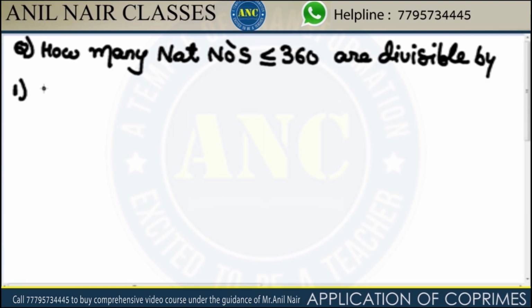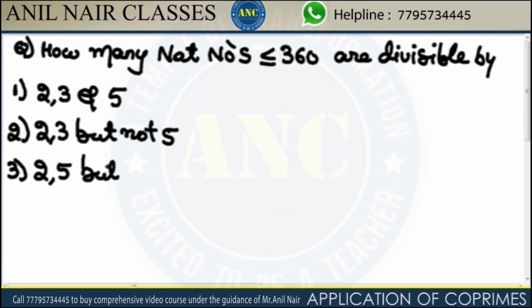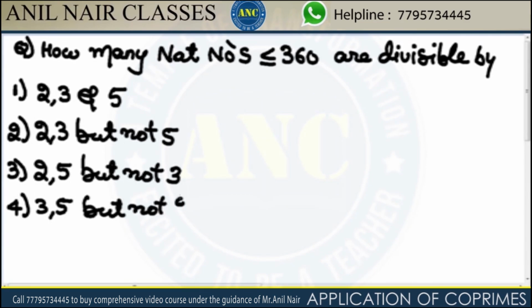See the question. First, 2, 3 and 5. Second one, 2, 3 but not 5. Third question, 2, 5 but not 3. Fourth question, 3, 5 but not 2.